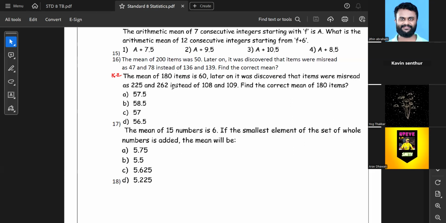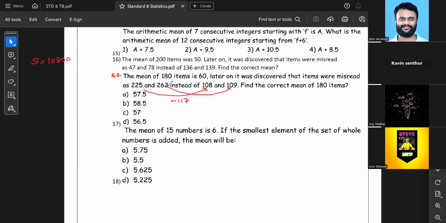So 16.2, last problem for the day. The mean of 180 items is 60. Later on, it was discovered that the items were misread as 225 and 262 instead of 108 and 109. Find the correct mean of 180 items. It's the same logic again. So the sum initially is 180 multiplied by 60, that gives you 10,800. When I reduce these items, I have to subtract 225 minus 108, that gives me 117.